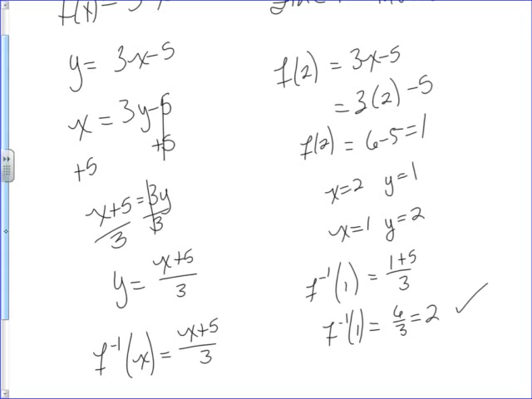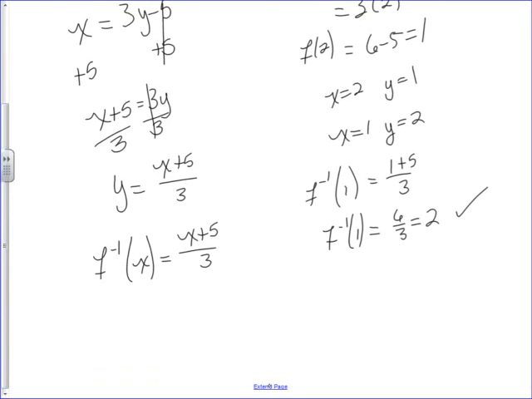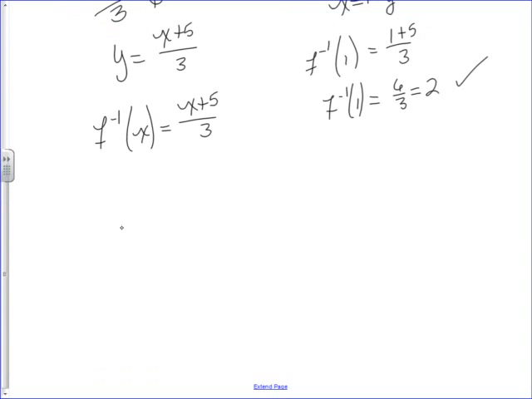Now, what else you can do to make sure you got it right is, you remember the composite functions we just went over? Take f of the inverse of f of x. This should equal x. If it equals x, you did it right. If it doesn't equal x, you did something wrong. Either you found your inverse wrong, or you found the composition wrong.